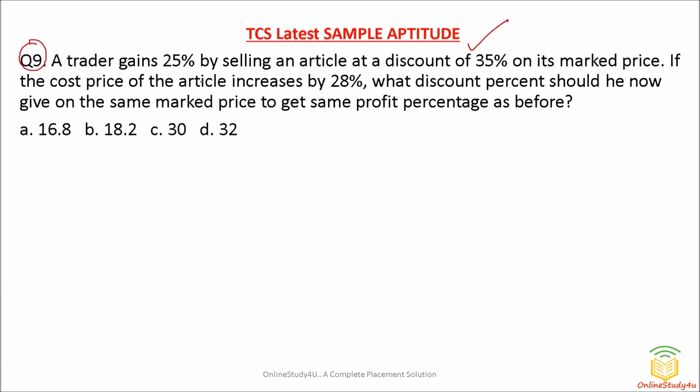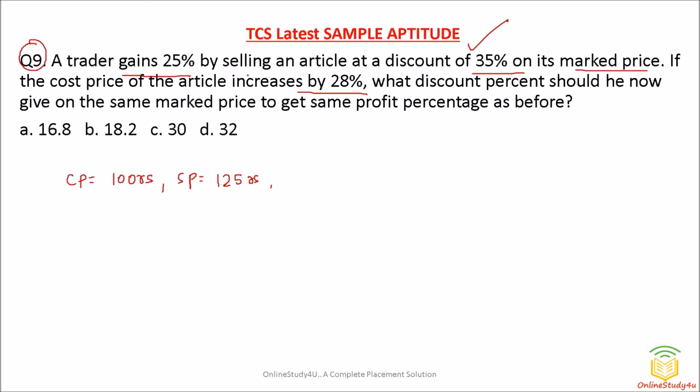So a trader gains 25% by selling an article at a discount of 35% on its marked price. If the cost price of the article increases by 28%... This is the second part. So the cost price of the article, I will assume 100 rupees. Now, a trader is gaining 25%, so the selling price of that article will become 125 rupees. Then only you will be able to gain.